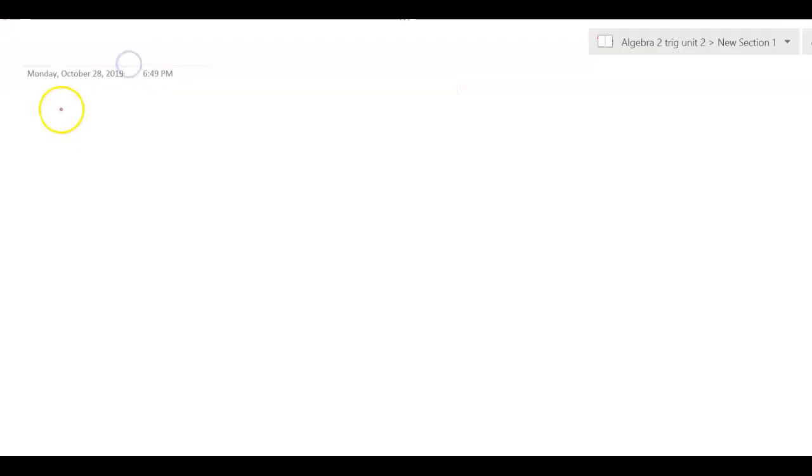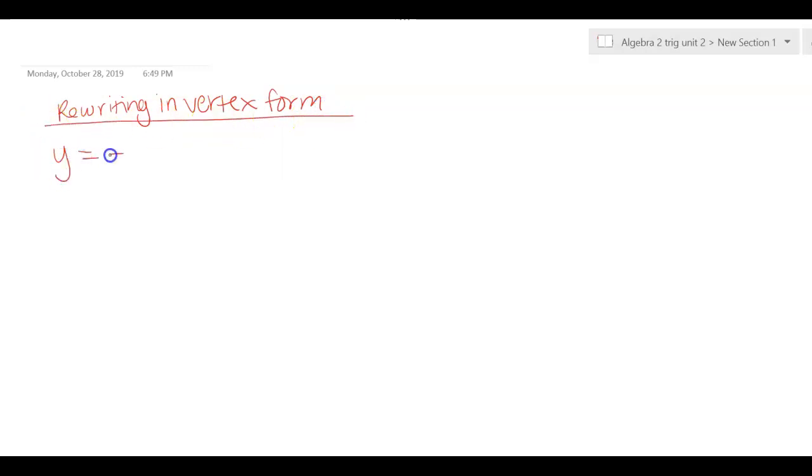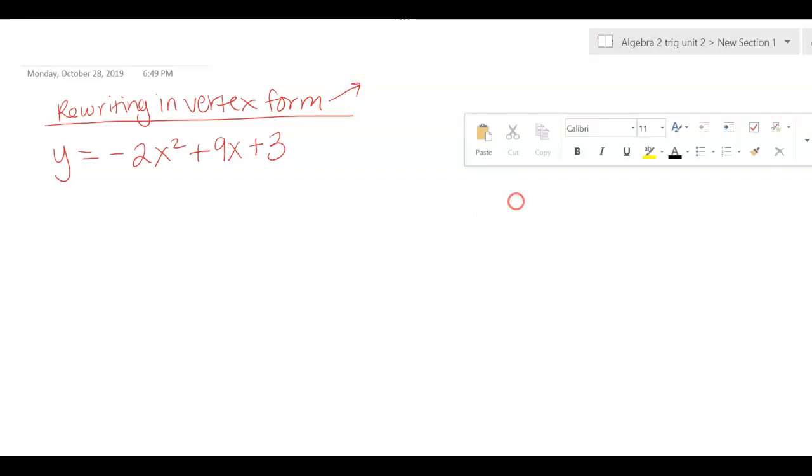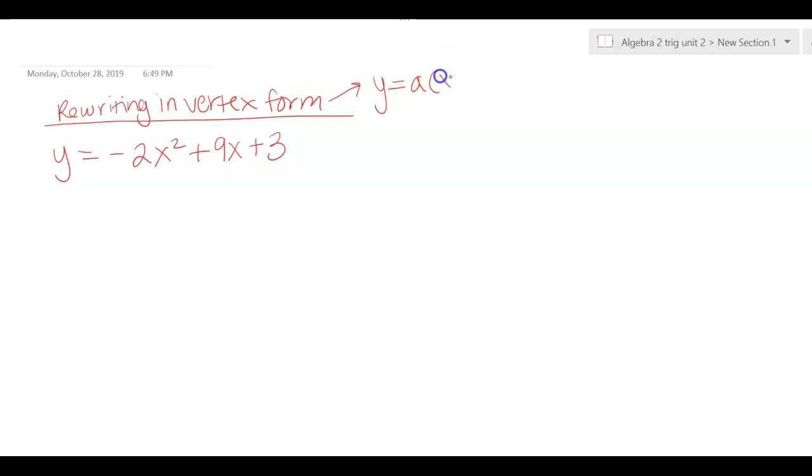So our focus here is rewriting using completing the square, and that would be rewriting into Vertex Form from standard form. So let's say we were given an equation that looked something like this, and we wanted to rewrite it in Vertex Form. So first of all, remember what Vertex Form is, which generally looks like this.